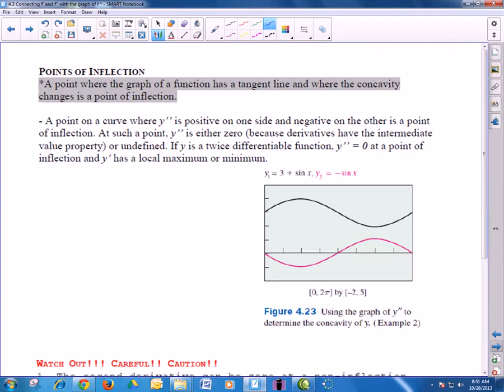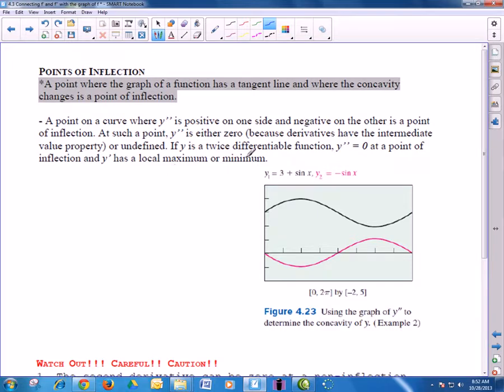So that's what concavity is, and you have to understand where they change direction or where it goes from one concavity to another, and that's what's called a point of concavity or a point of inflection. And that is where the concavity changes from either positive to negative or negative to positive.